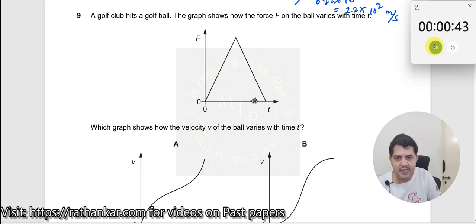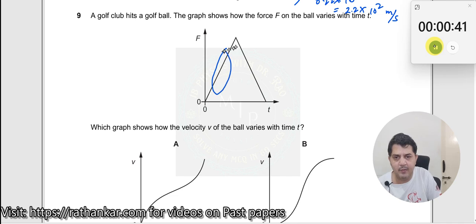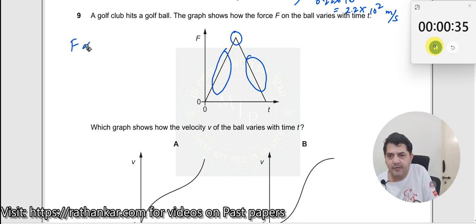Now this F-t graph has three regions. This is region number 1, this is region number 2, this is region number 3. Now what is so special about it? In region 1, F is proportional to t. It is a straight line. If F is proportional to t, a should also be proportional to t. Why? Because F equals m into a, so F by m is a constant. So a should be proportional to t.